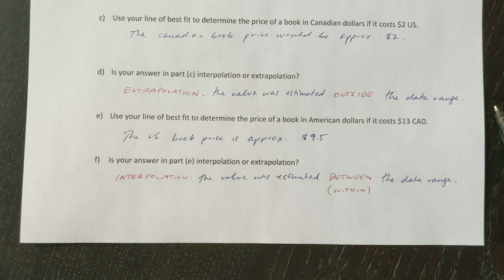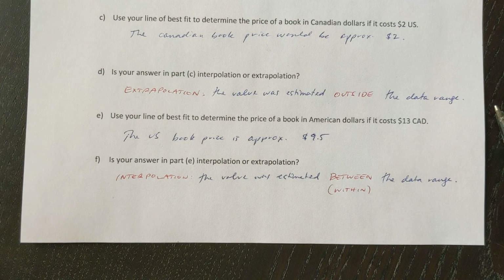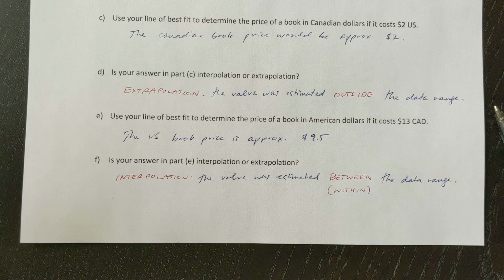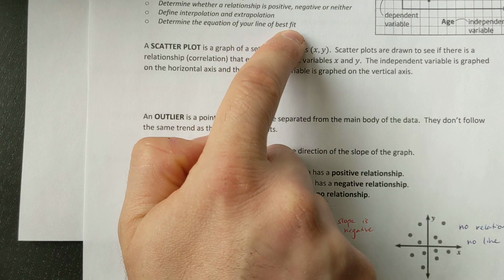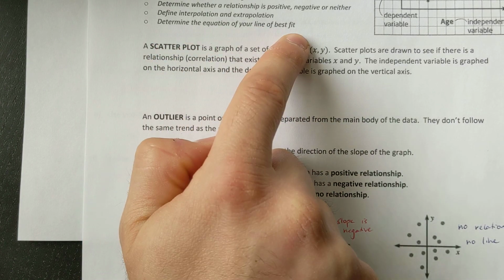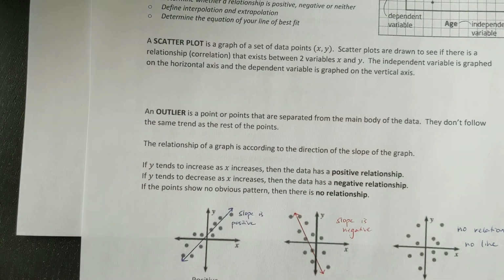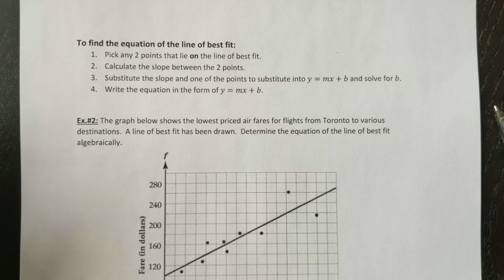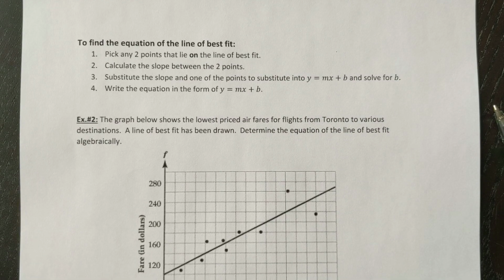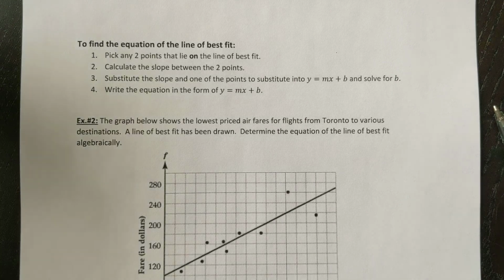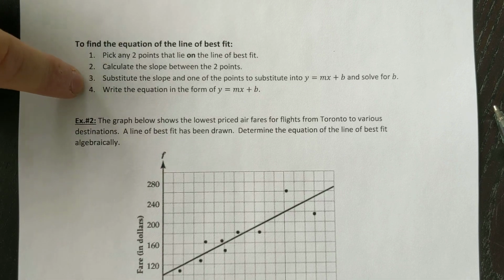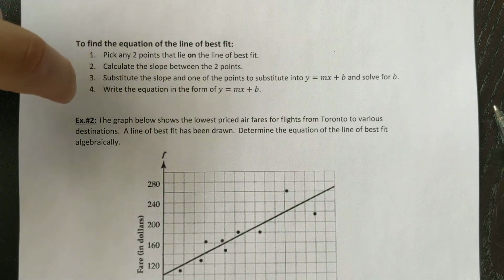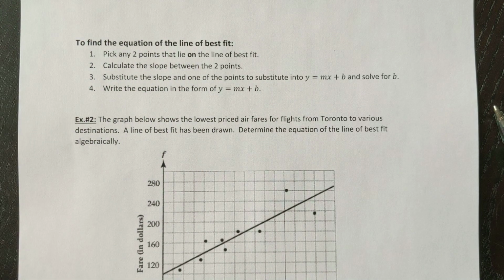Great. Okay, so one of the final things that we are going to do, which was one of the final learning expectations, was determine the equation of the line of best fit. And to do that, we're going to use a separate example. So flip the page, please. So how do we find the equation of a line of best fit? Well, we have to start by picking any 2 points on the line. We calculate the slope. Then we sub one of the points in to find the y-intercept, and we write the equation. All right. So let's take a look.